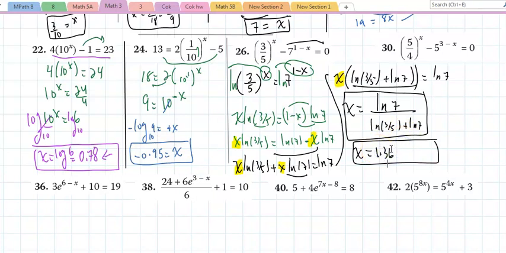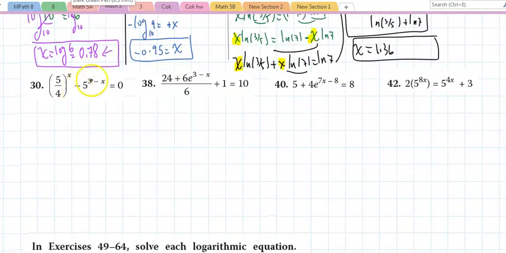That's about it. Now, I would like to take another problem and do the same thing. Same deal. This is an exponential. What I'll do, I'll isolate the exponential by itself.